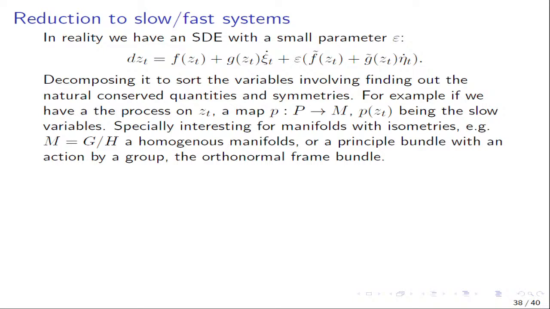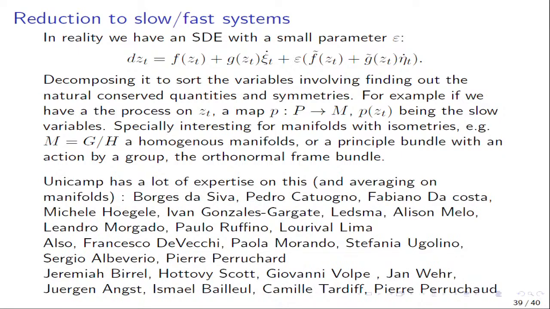So typically you could have an energy function, momentum, and you could also have a map, a submersion from one manifold to another manifold. And typically the projection would be a slow variable. And typically you could talk about a manifold with isometries, which is a homogeneous manifold, or a principal bundle, as Martin has been talking about, with action by a group, and then invariance by the group. And also you can talk about the orthonormal frame bundle.